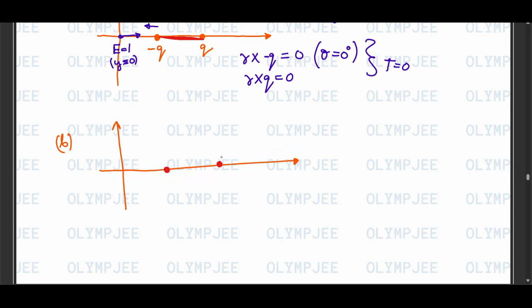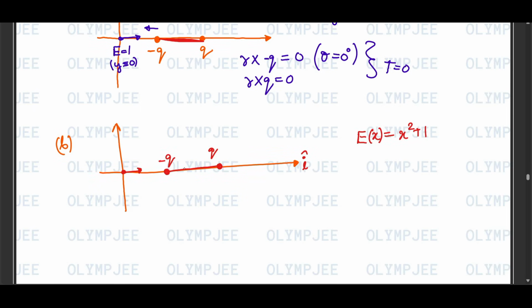Assume that this is the dipole. It is placed in the I direction, I cap. And the field this time is varying with x coordinate as, let's say, x square plus 1. So assume that this is at a comma 0 and this is at b comma 0.